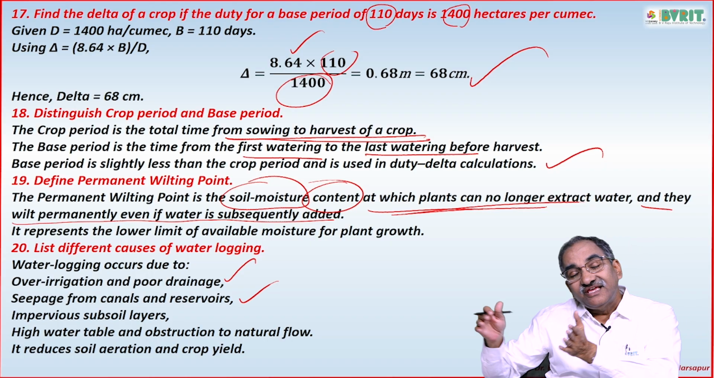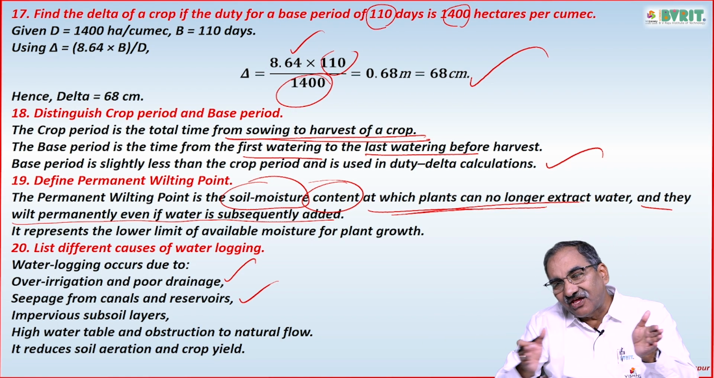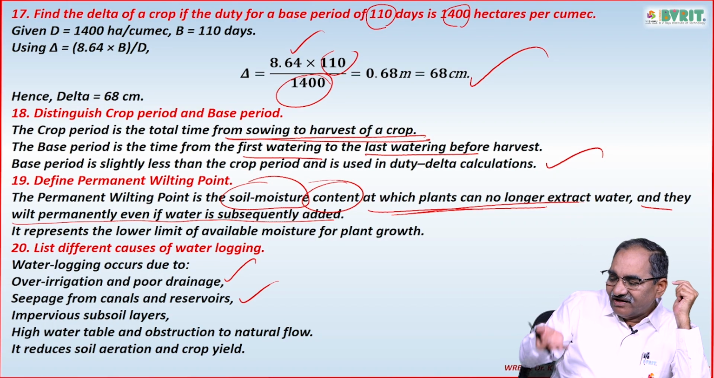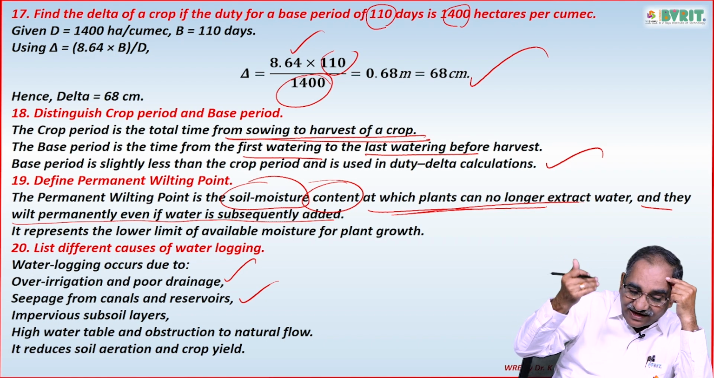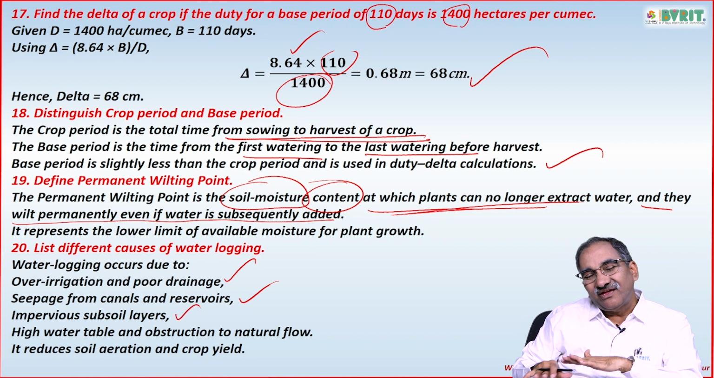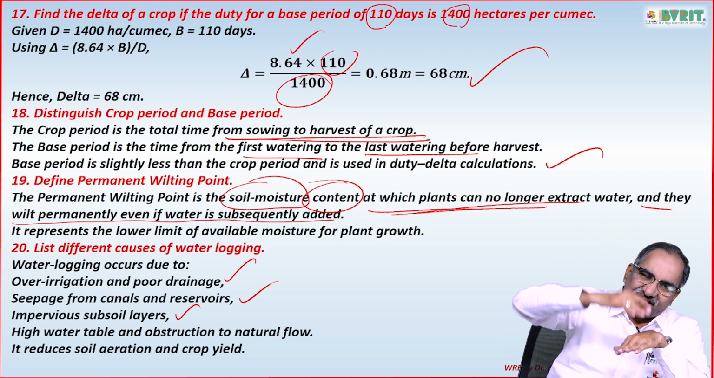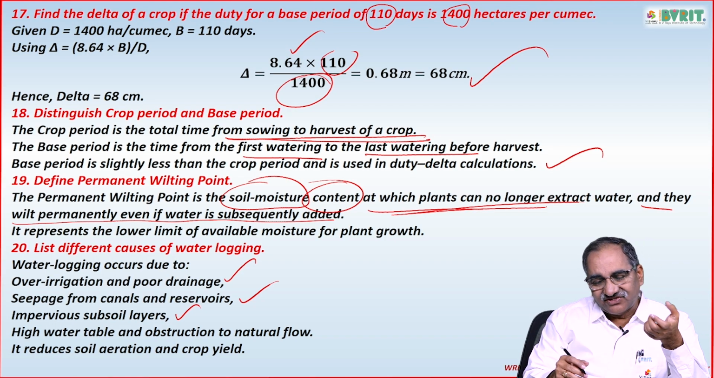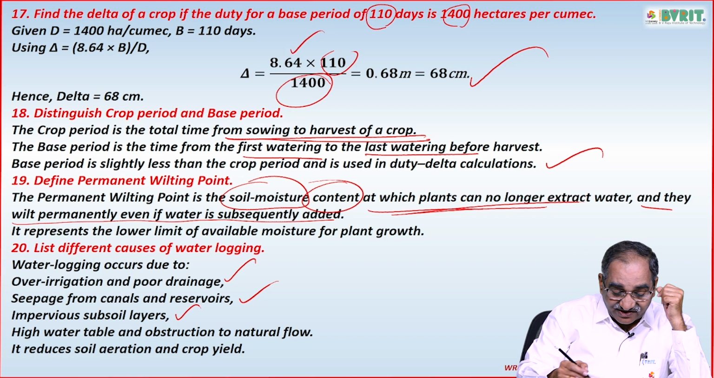Next, number two, if the land is adjoining any canal, the continuous seepage from the canal makes the land waterlogged because the water table rises up to the root zone of the crop. Number three, impervious subsoil layers. So whatever water comes stays only in the upper zones. Because of that, proper respiration is not there for the plant.